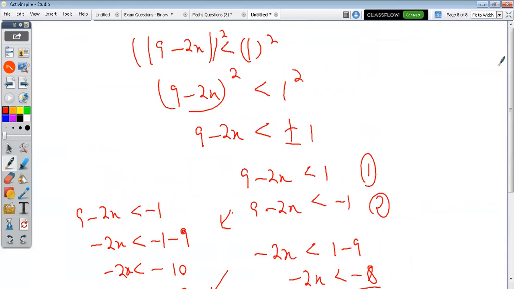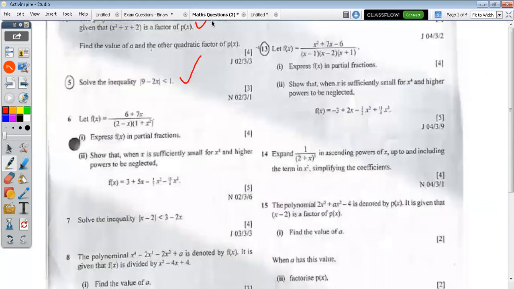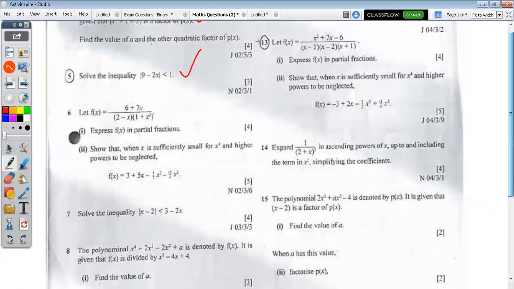That's how you do this. The long way is to do quadratic equation, do whatever, draw a graph. That's very, very long. But it's possible.